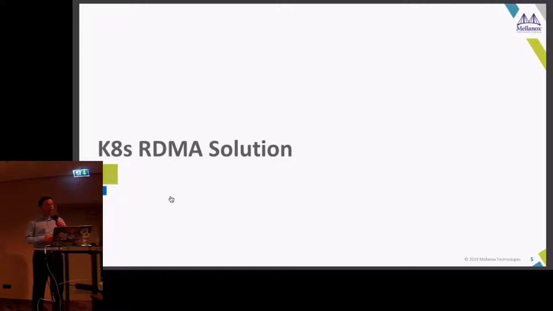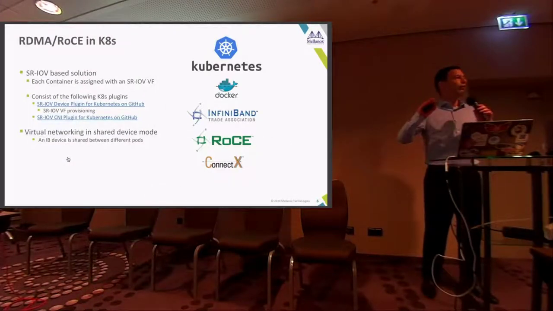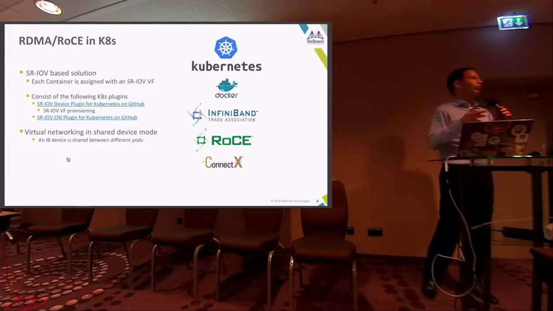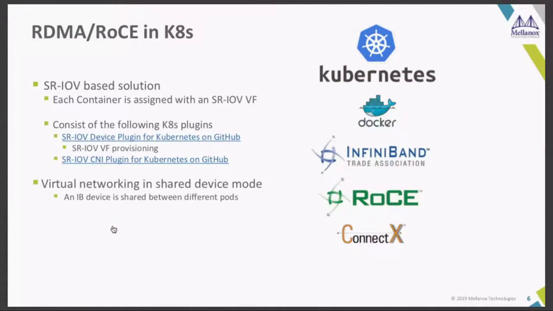For the Kubernetes RDMA solution, we have two ways to deploy RDMA within Kubernetes. The first approach is by using SRIOV. This is the more preferred approach that enables much better isolation. The second approach is by taking a device and completely sharing it between the different processes. A lot of the HPC deployments are using a shared device, but in order to provide much better isolation and services, we probably need to start migrating to SRIOV.